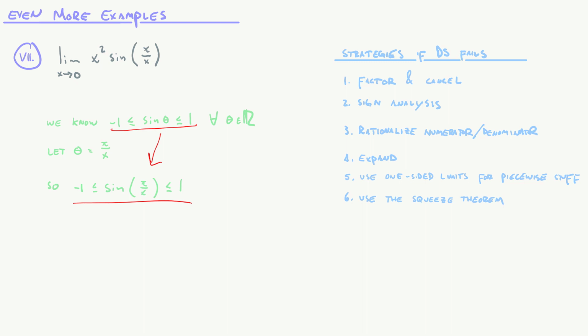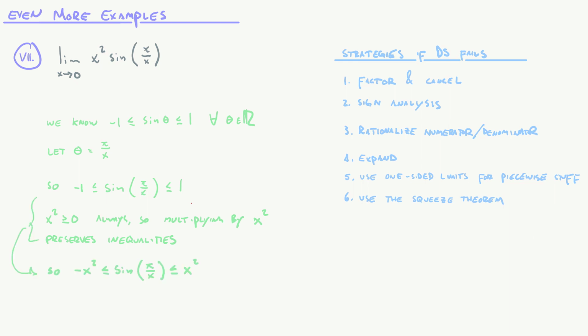Anytime you multiply an inequality by a positive number, it preserves the inequality sign. The only time inequalities flip is when you're multiplying by a negative, but I'm going to multiply this whole thing by x squared, which is always positive. Even if x itself is negative, squaring it makes it positive, so it preserves those inequality signs, and multiplying all three of these pieces by x squared gives me this. Oh, I forgot my x squared here, shoot. X squared times the sine of pi over x is bound by -x squared and positive x squared.